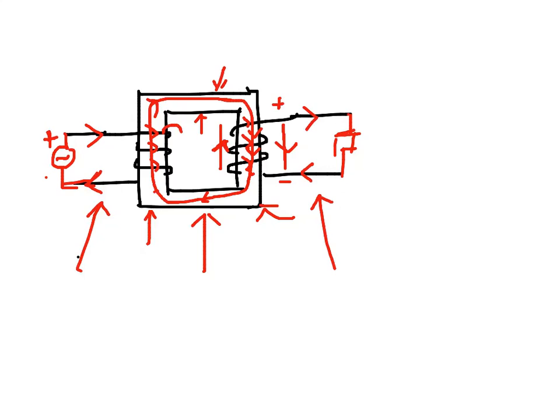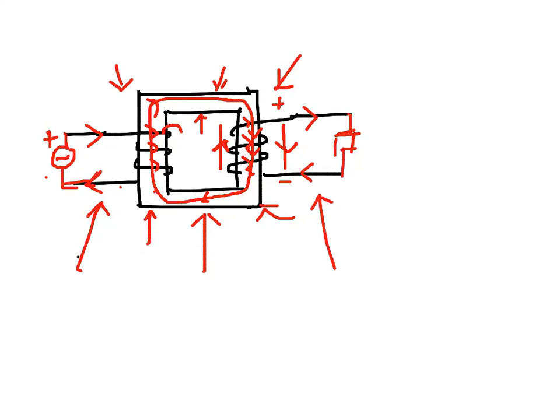Now this is the principle of a transformer. We can see that there is no electrical connection between winding 1, which is called the primary, and this, which is the secondary. There is no electrical connection, but there is this magnetic flux that is creating a voltage on the other side. Now there is a voltage in the primary and a voltage in the secondary.